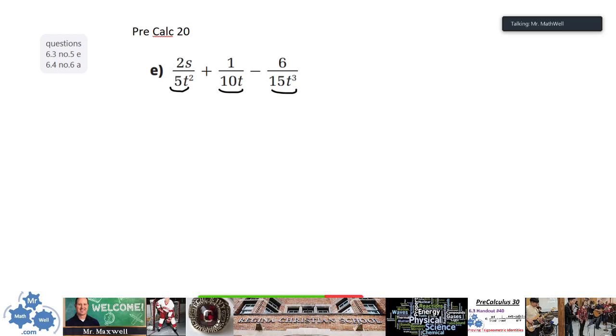There's a difference. The lowest common factor would be the smallest piece that would be a factor of all of these. We don't want the smallest, we actually want the biggest, the bigger one.